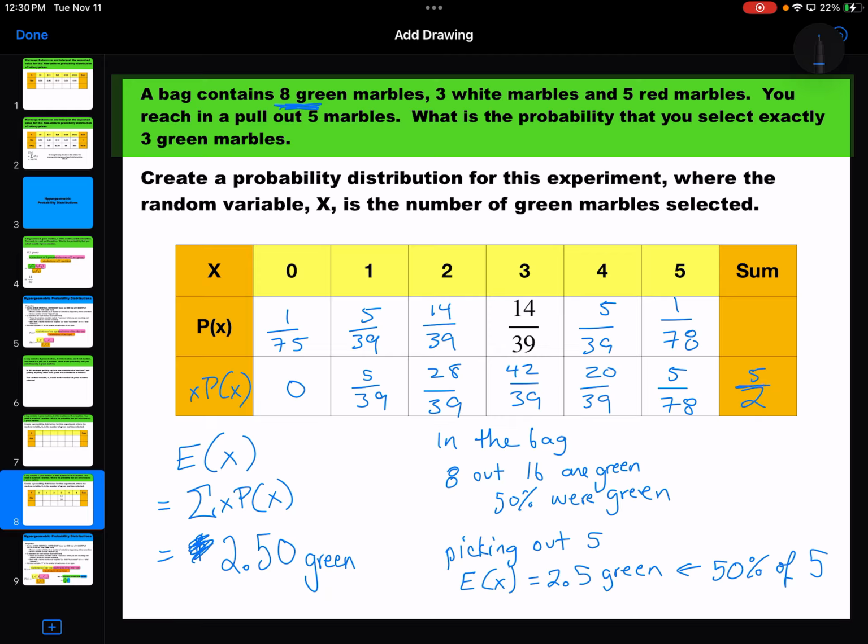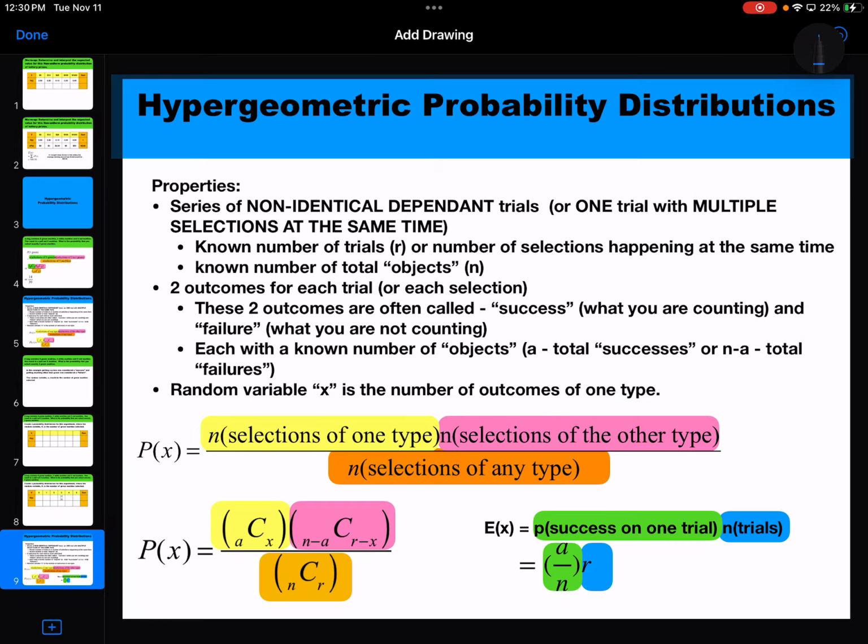Okay? So, just to summarize again, most of this stuff on this page you've already written down. This is the new piece now. The expected value we can also do. You could still use the old way, but it will take a lot longer. If it's a hypergeometric, we can use probability of success on one trial times the number of trials. Probability of success on one trial for the last question was 50%. 50% of those marbles were green.